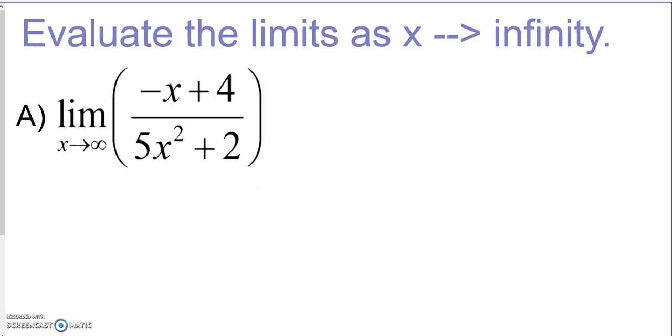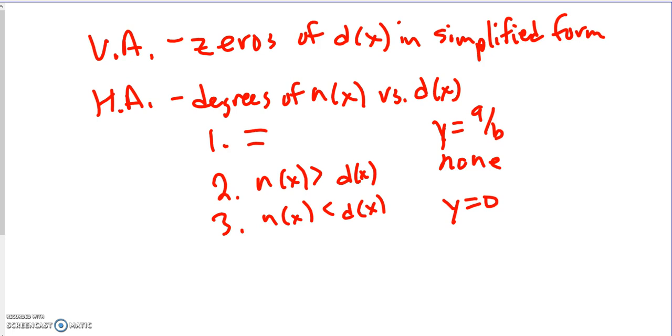Okay, continuing on with 1.5 and 3.6 notes regarding limits. Now we're going to talk about limits as x approaches infinity. But before we actually talk about that, we need to talk about vertical and horizontal asymptotes. So let's review that just a little bit. Go ahead and pause the video here, write this down, and then we'll talk about it.